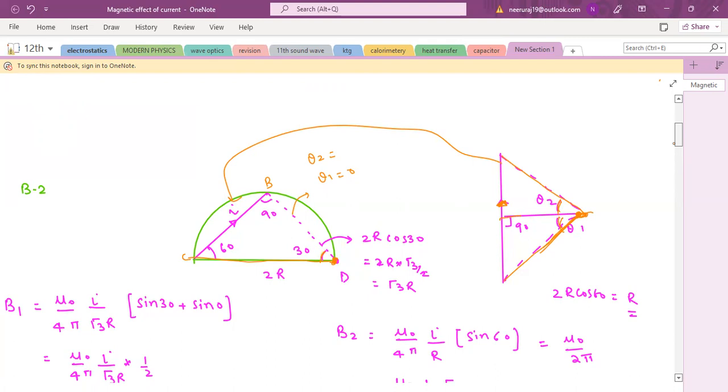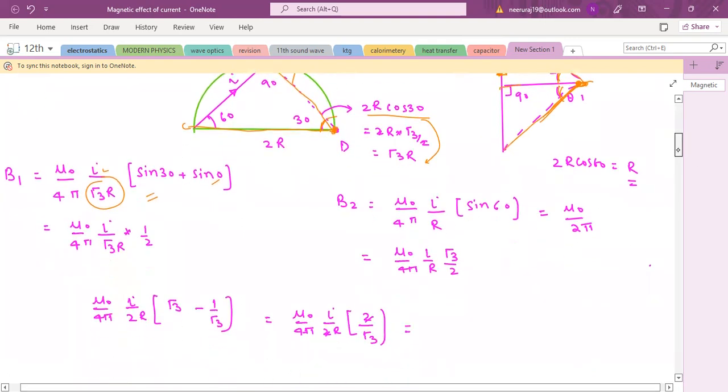So the formula is mu naught by 4 pi, I by d, where d is the perpendicular distance, times sine 30, since one angle is 30 and the other angle becomes 0, right? So, bacho, you can find this perpendicular distance, and since this is 90, this distance is going to be 2r cos 30. When you solve this, it becomes root 3 r. Similarly, for the second wire also, you can solve.